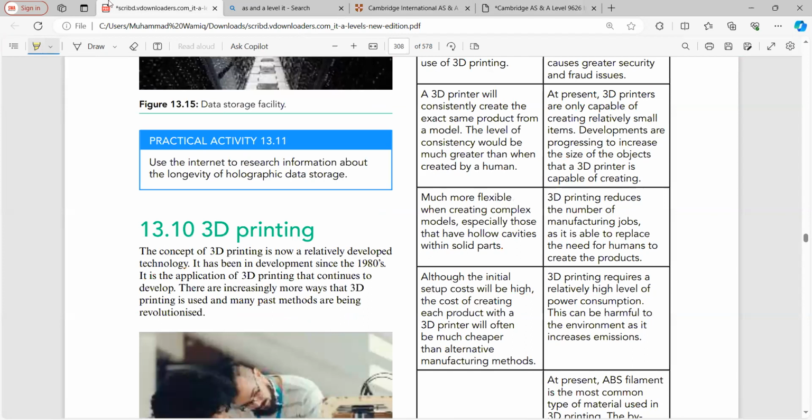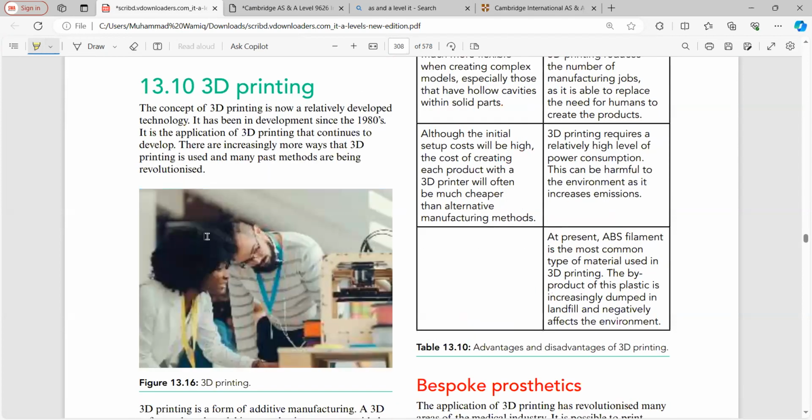Next is 3D printing. 3D printing is very common these days. There is a difference between 2D and 3D printing. 3D printing is when you have three axes, X axis, Y axis, and Z axis, and you want to create a solid object with the help of plastic, ceramic, or powdered resin. You can use a 3D printer to create a 3D model.